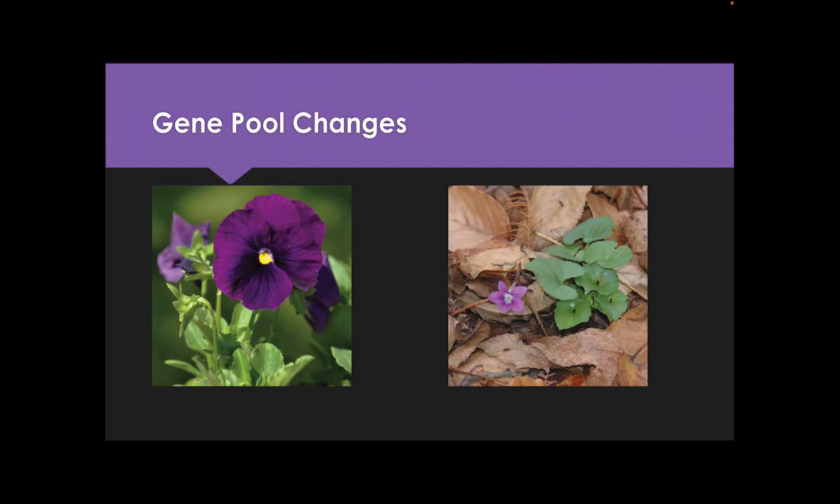So here's an example of gene pool changes. On the right-hand side is the wild type violet, a wild violet. On the left-hand side is a modern pansy. The modern pansy was bred from that wild type violet, but they are now separate species because the pansy can no longer breed with the wild type.